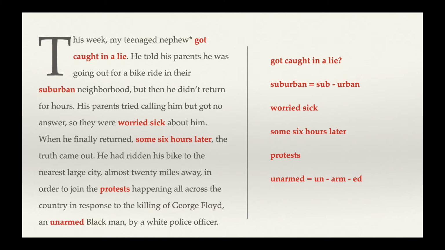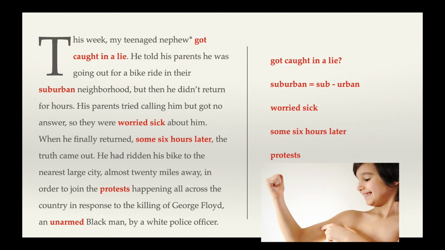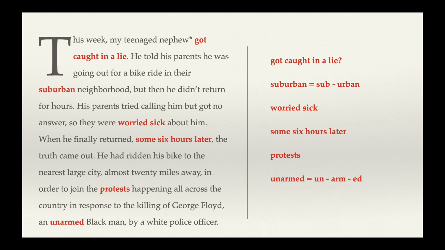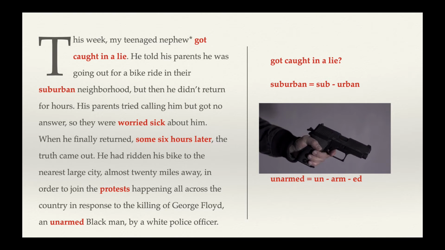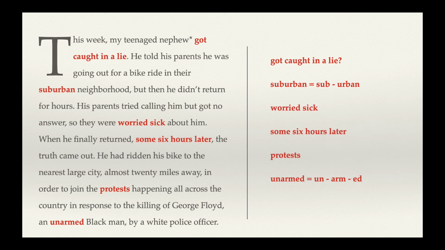Okay, and then finally we have the word unarmed. And you know what an arm is, right? An arm is your body part, but an arm has another meaning. Arm also means a weapon, something that is used to hurt something else or someone else. So examples of arms would be guns or knives. So unarmed means you don't have any weapon. You don't have a gun, you don't have a knife.